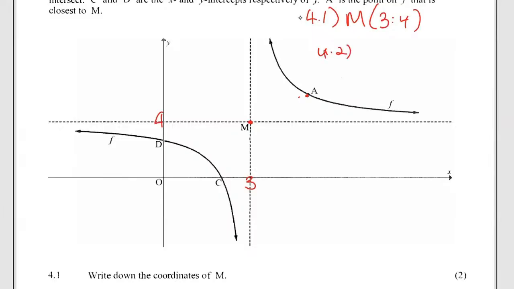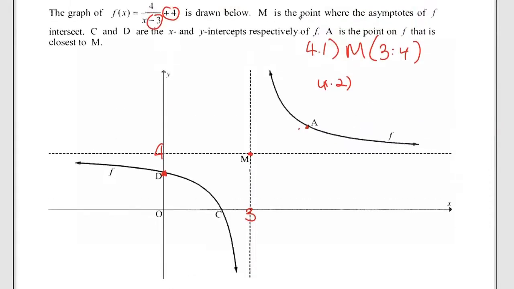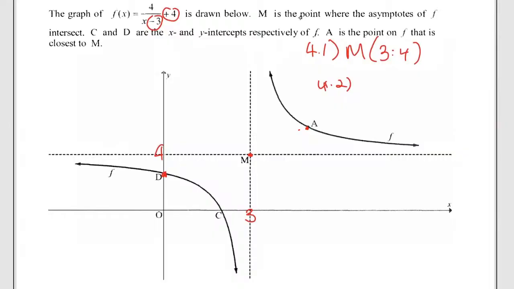Then 4.2, they want us to get the coordinates of D. So where is D? D is the y-intercept, and the graph of f is passing there. So for the y-intercept, x is a 0. So it's going to be 4 over 0 minus 3 plus 4. So punching this into our calculator, I'm ending up with 8 over 3. So they want the coordinates, so it's 0 and then 8 over 3.